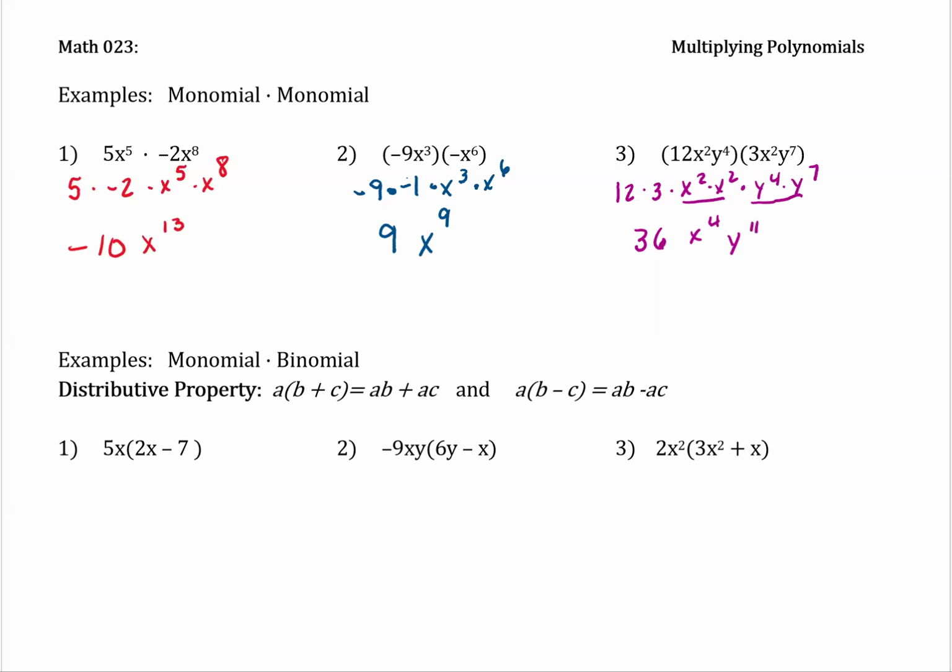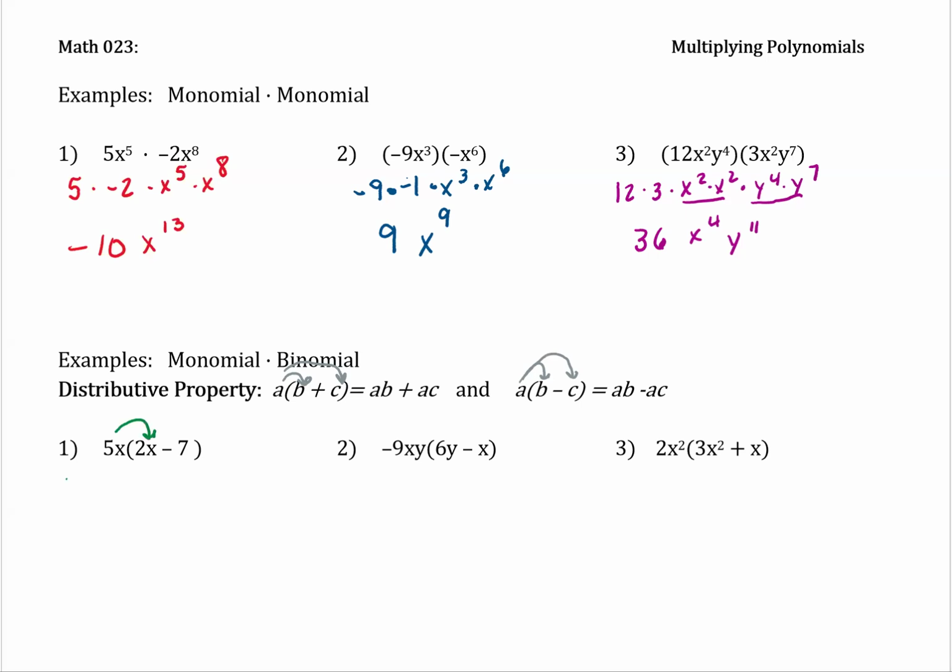The next example, we're multiplying a monomial times a binomial. Recall the distributive property that states if you have a, and then in parentheses b plus c, you can distribute the a. So that would give us ab plus ac. And if you have a subtraction problem, it's the same principle. It would be ab minus ac. All right, let's practice.